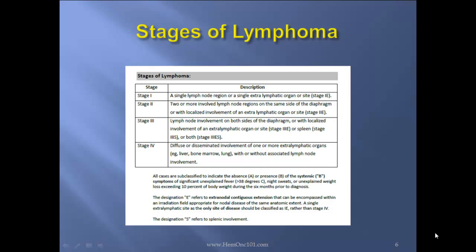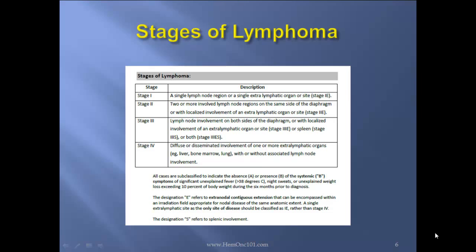Stage 4, diffuse or disseminated involvement of one or more extralymphatic organs, including liver, bone marrow, lung, etc., with or without associated lymph node involvement. All cases are subclassified to indicate the absence or presence of systemic B symptoms, including unexplained fever, night sweats, and weight loss exceeding 10% of body weight in the last 6 months.